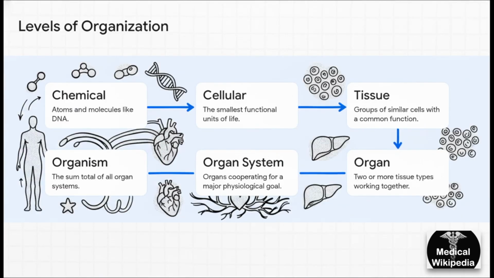So let's unpack these dolls. We start super small, at the chemical level, with things like atoms and molecules. Those build our cells, the smallest units of life. Then, cells team up to form tissues. Tissues combine to create organs, like the heart. Organs then work together in organ systems, like the circulatory system.